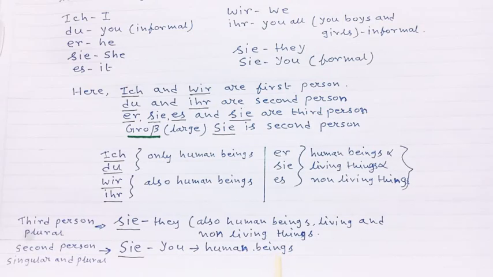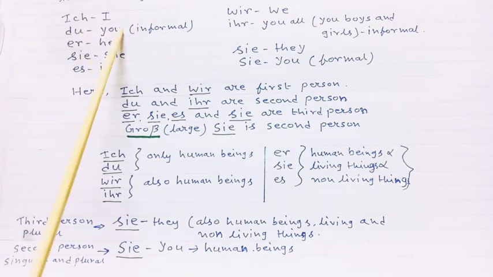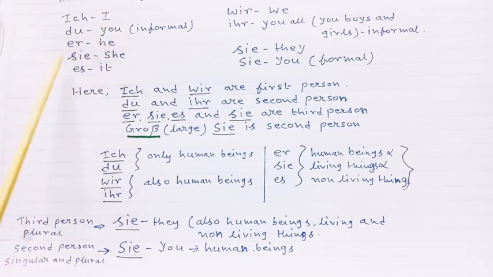So let us recap: ich, I; du, you; er, he; sie, she; es, it; wir, we; ihr, you all; sie, they; Sie, you, formal. And du and ihr are informal.